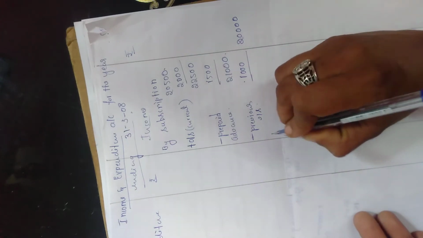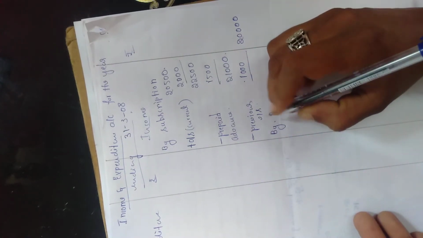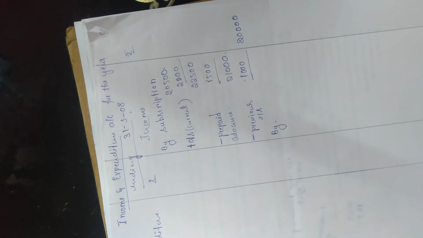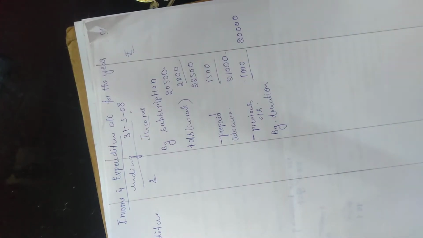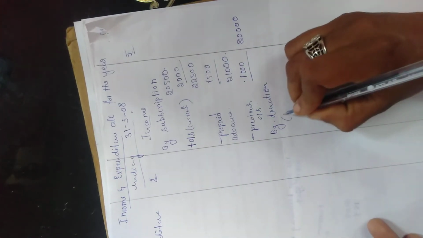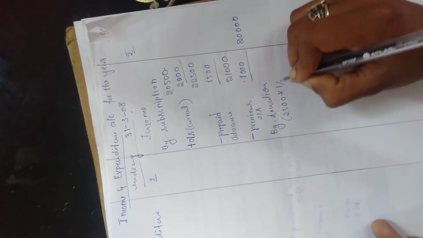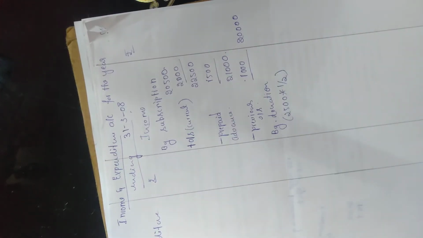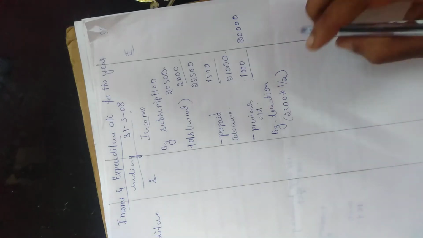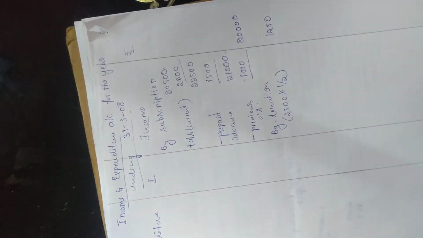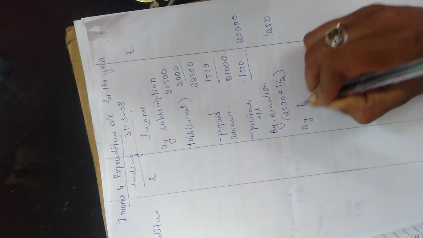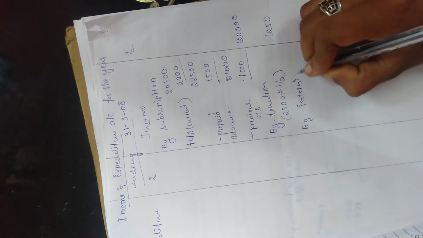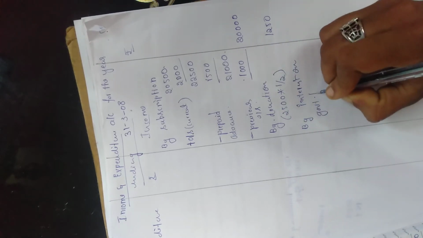The next item is donation. They have said that half needs to be considered as revenue. So by donation, the entire amount of the donation given on the receipt side is 2,500. So half of 2,500, that is 2,500 into half. What is that amount? 1,250.